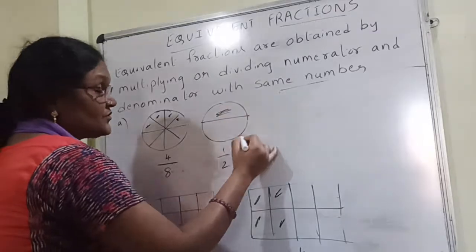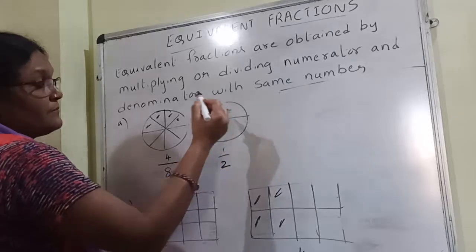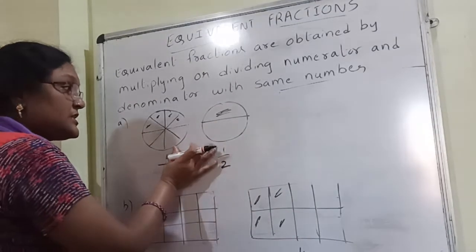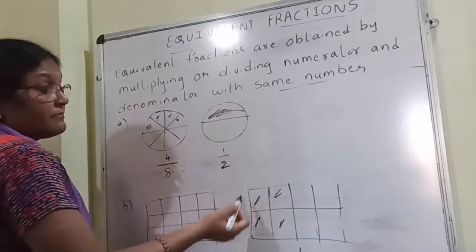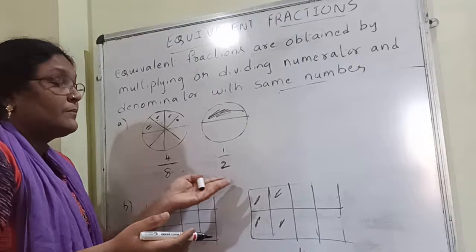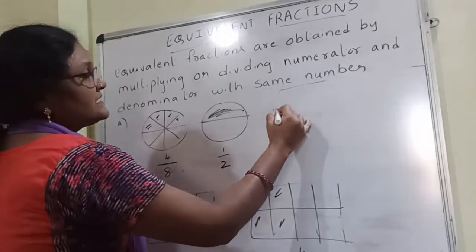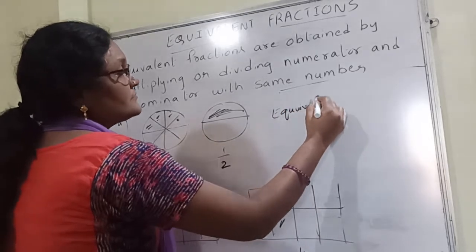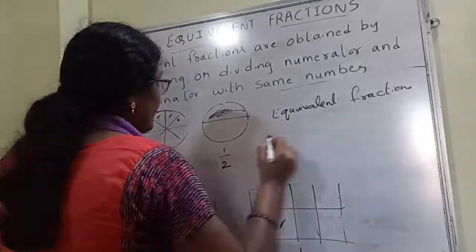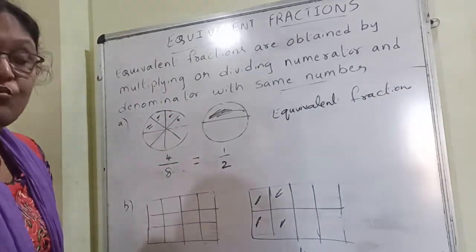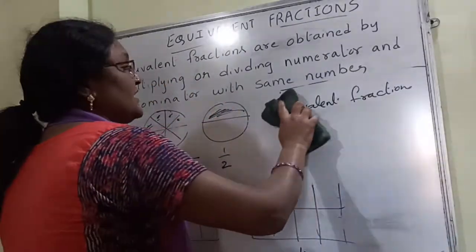Now tell me the fraction of this part. The same size, but it has been divided into two equal parts and one part is shaded. So these two are the same. The shaded portion is the same, isn't it? But here it has been divided into two equal parts, and here into 8 equal parts. So these fractions we call equivalent fractions. That means we can say that 4 by 8 is equal to 1 by 2. Though they look different, they are the same. So this fraction is the same.